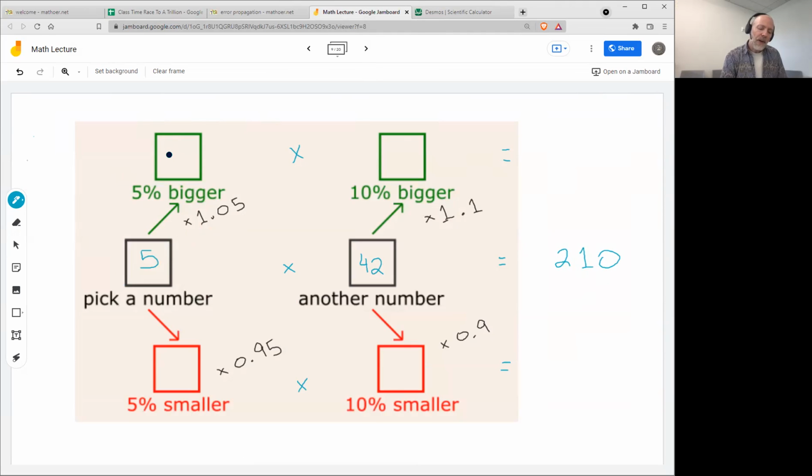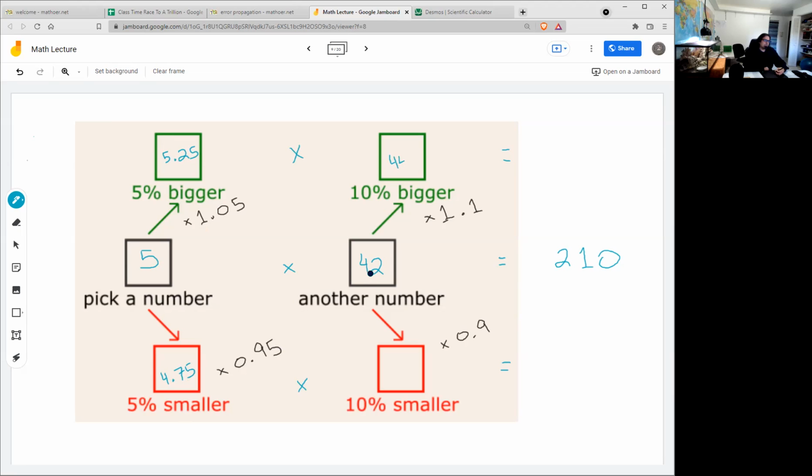Yeah, 5 increased by 5% is 5.25. Okay, and that means this will be 4.75. 42 increased by 5% is 44.1. 42 decreased by 5% is 39.1. It would be 4.2 added, right? 46.2. Am I doing my mental math wrong? You just increased by 10%. Oh, I'm sorry, 10%. I just did it wrong. Yeah, exactly. 46.2, and that would be 37.8.